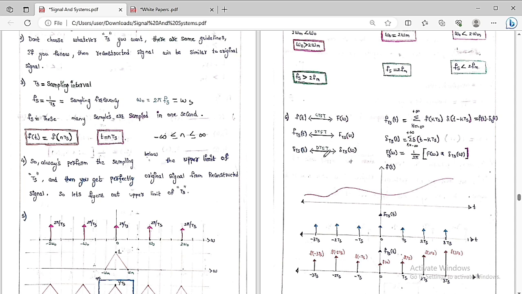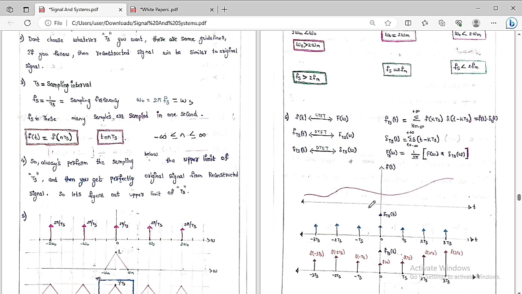So for delta Ts of t, try to find the Fourier transform, because it's a periodic signal, right? If you find the Fourier transform, we get delta Ts of omega. What is delta Ts of omega? I've already told you. The Fourier transform of this form is nothing but omega naught into sigma k equals minus m to plus m of delta of omega minus k omega naught, where omega naught is equal to 2 pi by Ts. I've already told you, right?